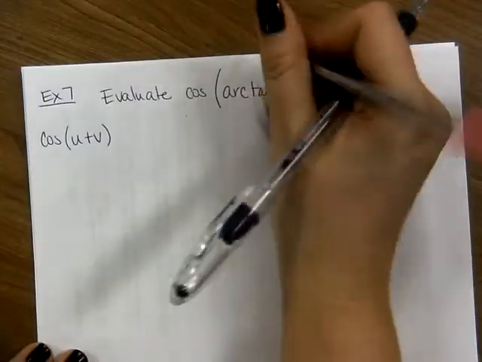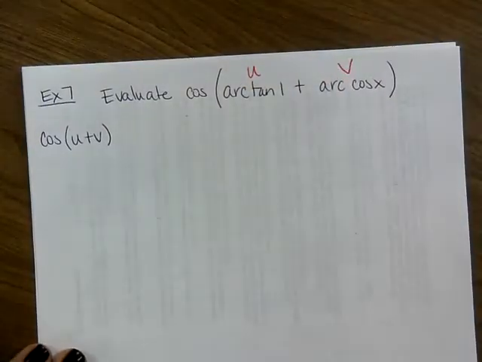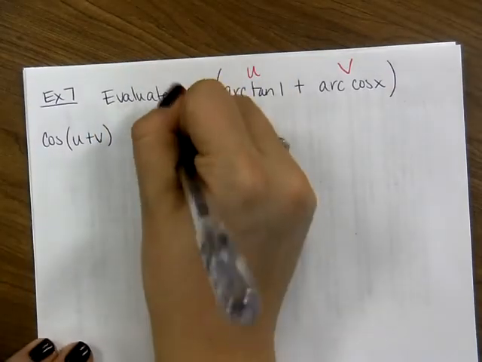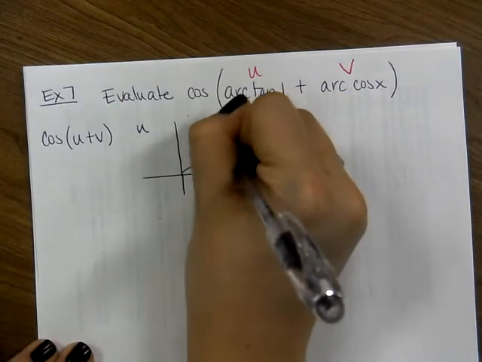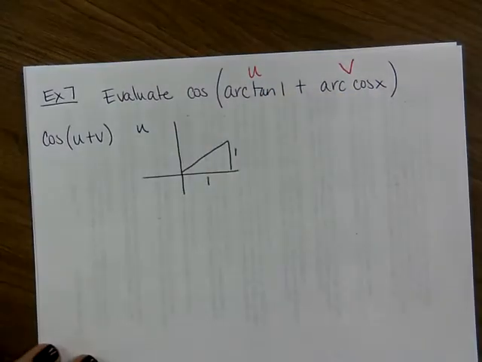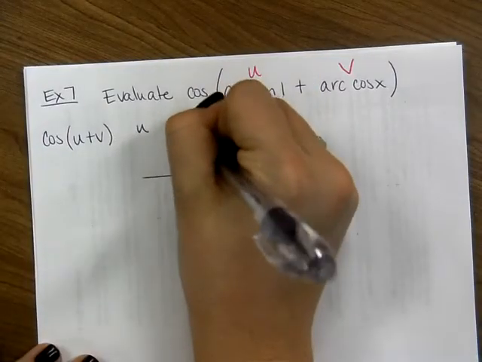Again, this is u and this is v. So we're going to draw a triangle based on that. Okay, so we're going to have two triangles again. So our triangle for u, we have tangent is 1, which means the opposite over the adjacent side is 1, and the hypotenuse is root 2.